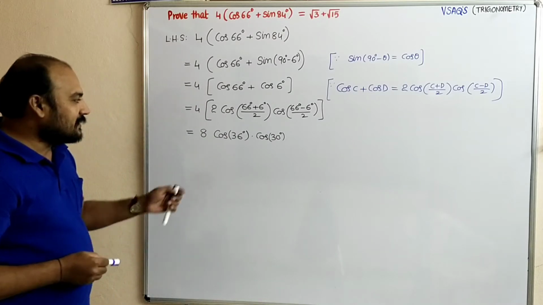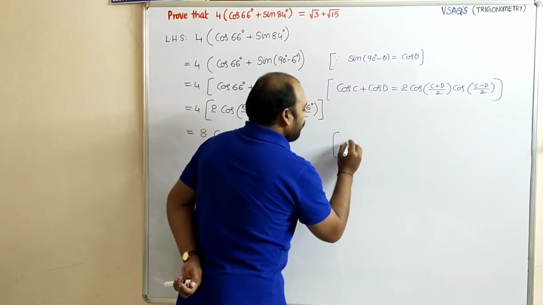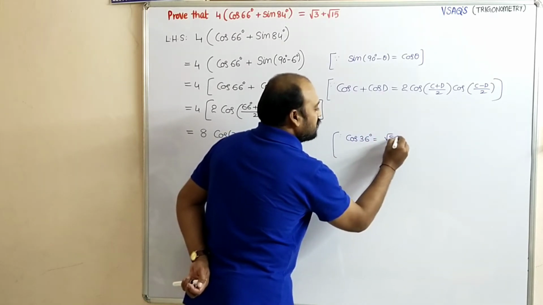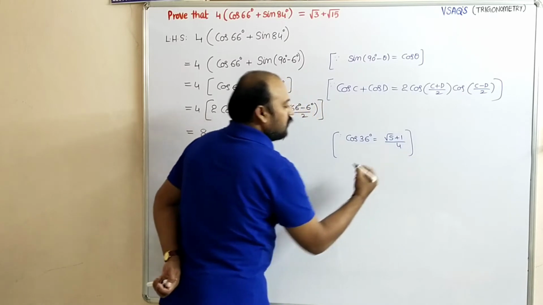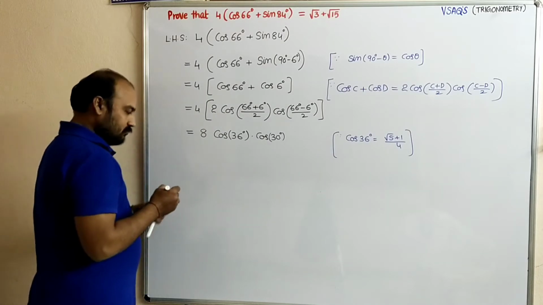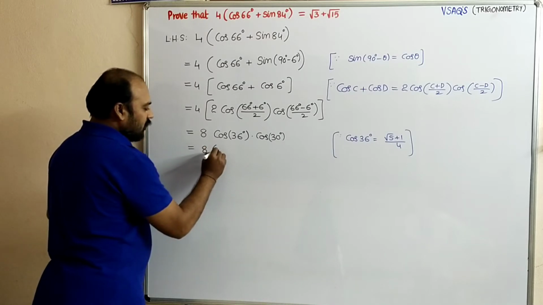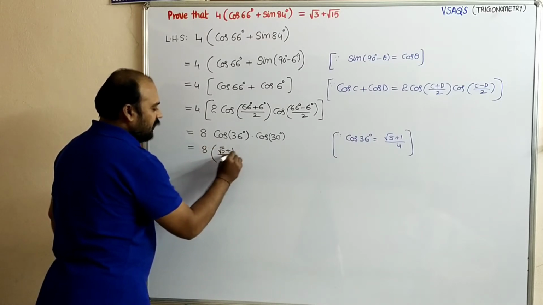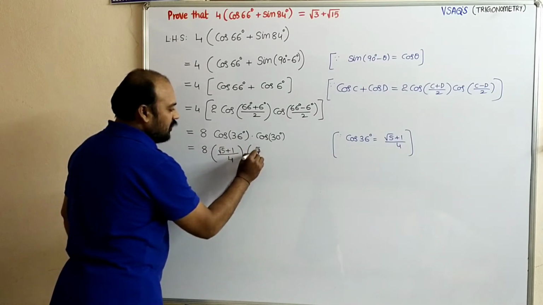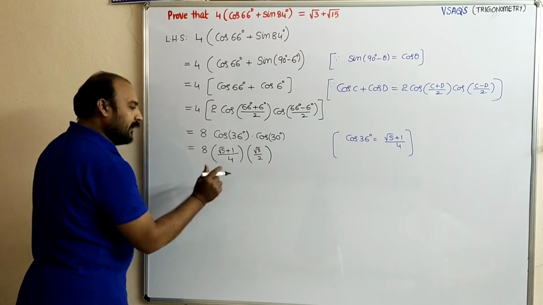We know the cos 36 value, we discussed it in the previous sessions: cos 36 degrees equal to root 5 plus 1 divided by 4. Cos 36 and sin 18 both are the same. Cos 30 value we know, no need to write. So 8 into root 5 plus 1 divided by 4, into cos 30, root 3 by 2. So 4 into 2 is 8. Here also 8. You have to cancel it.